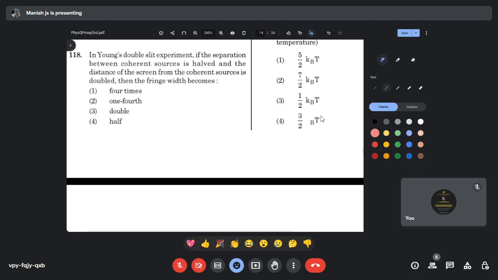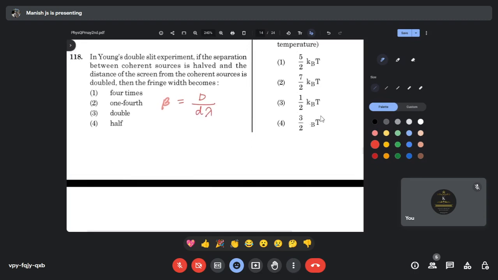I'll just write it on the screen. It is given by beta, this is the symbol for fringe width, is equal to lambda times D upon d. So this is the formula for fringe width.